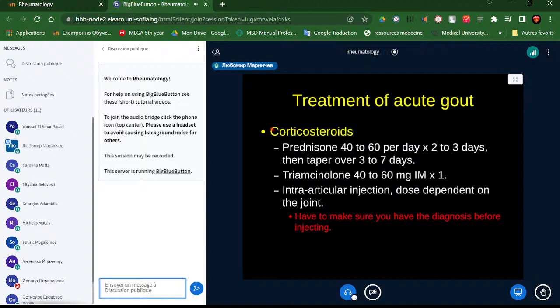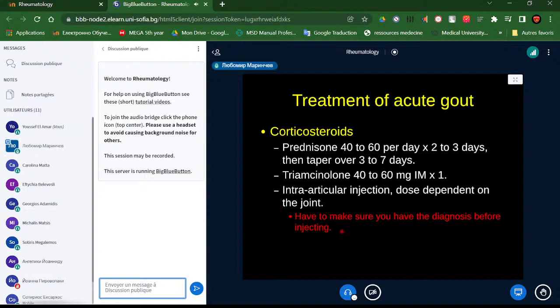Corticosteroids are another type of drug which can be given in serious and severe gouty crisis. We usually use prednisolone 40 to 60 milligrams per day for 3 to 4 days, and then taper the dosage over 3 to 7 days. Triamcinolone 40 to 60 milligrams can be injected intramuscularly once, or given as an intraarticular injection. The dose depends on the joint. If you have a big joint like a knee, then you inject the maximal dose, 80 milligrams of Depo-Medrol, as an intraarticular corticosteroid injection.